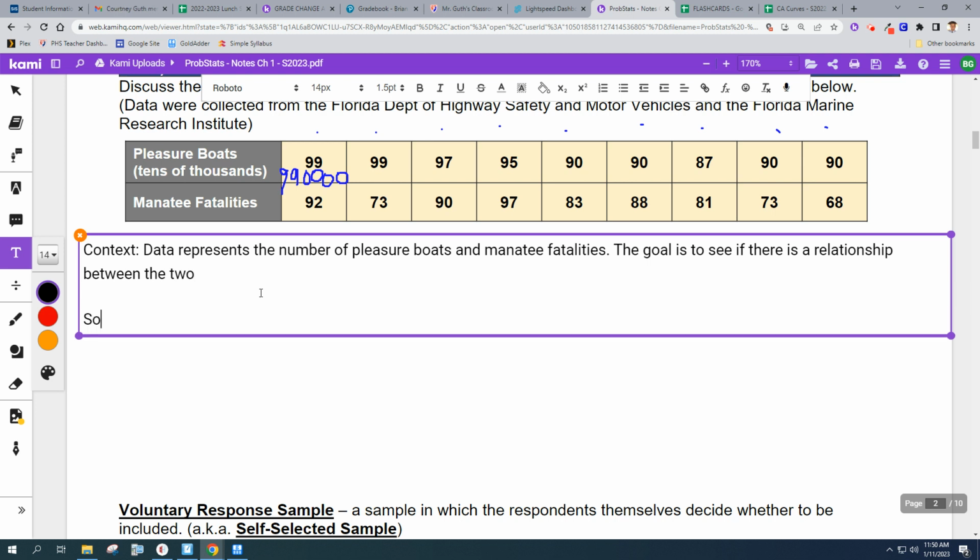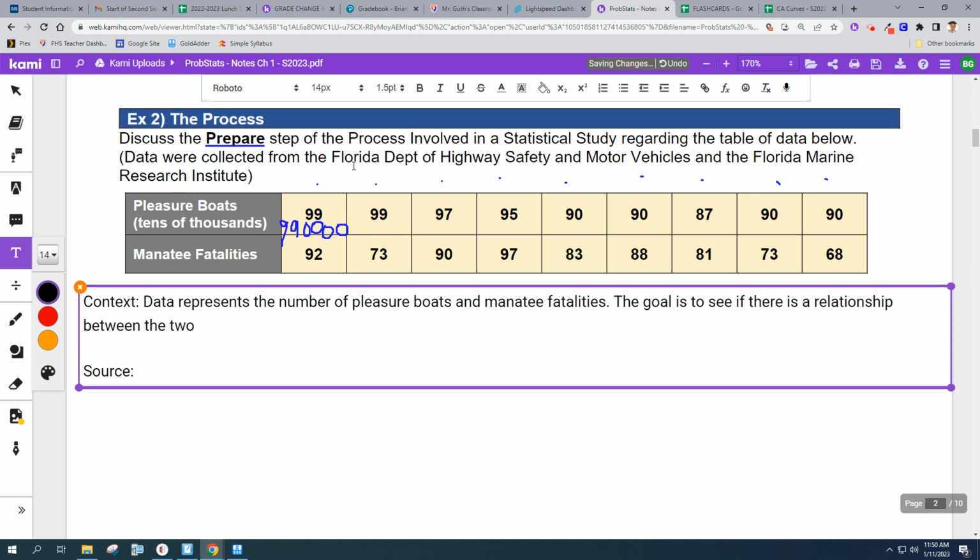So there was context, and then we need to check the source. So the source was the Florida Department of Highway Safety and Motor Vehicles and the Florida Marine Research Institute. But we need to consider the source to look for bias, and I don't see any reason why the Florida Department of Highway Safety and all these people would be biased or would have any reason to submit bad results. So this seems like a good source.